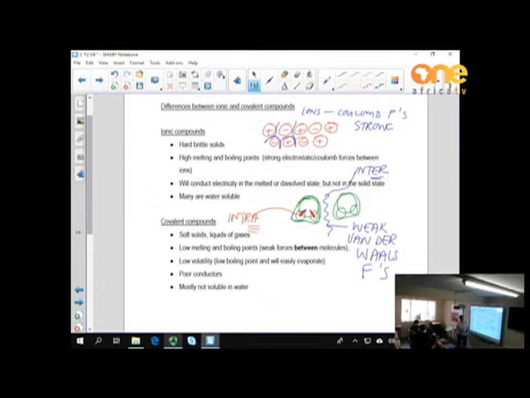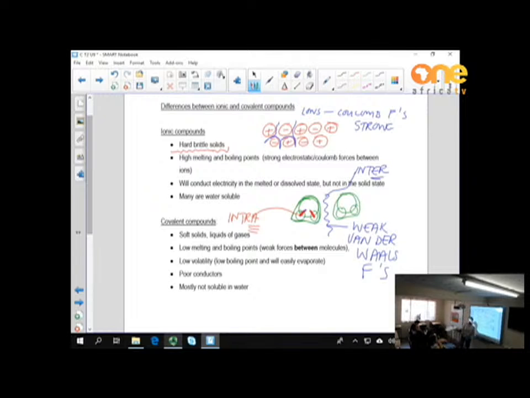People, ionic compounds, we've done this in previous years. What are the properties of ionic compounds? They are all solids and they are all hard and brittle. So if you hit them with a hammer, they will shatter. All right. Why are they hard and brittle? We have strong forces between the particles.